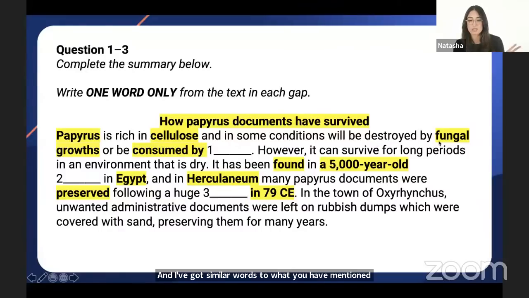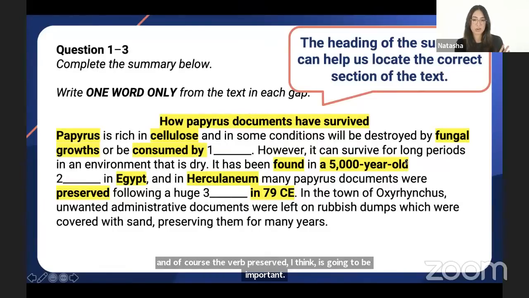Papyrus, cellulose, fungal growths. This is a technical term, so I think it might be important. Consumed by is a verb right before the gap. Found, another important verb, and then the numbers like 5,000-year-old, 79 CE. I've got two locations, Egypt and Herculaneum, and of course the verb preserved I think is going to be important.